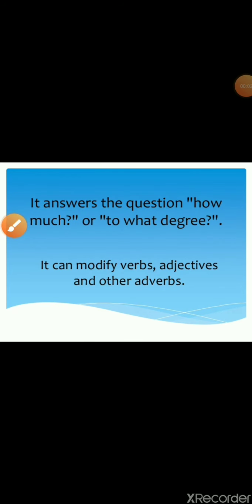The example we read is in the type of degree. How is it proved? Look at the screen. It answers the question how much or to what degree. To what extent? It can modify verbs, adjectives and other adverbs. We have added very, meaning very beautiful, unbeatable, no comparison even. In this way, the degree shows the level.